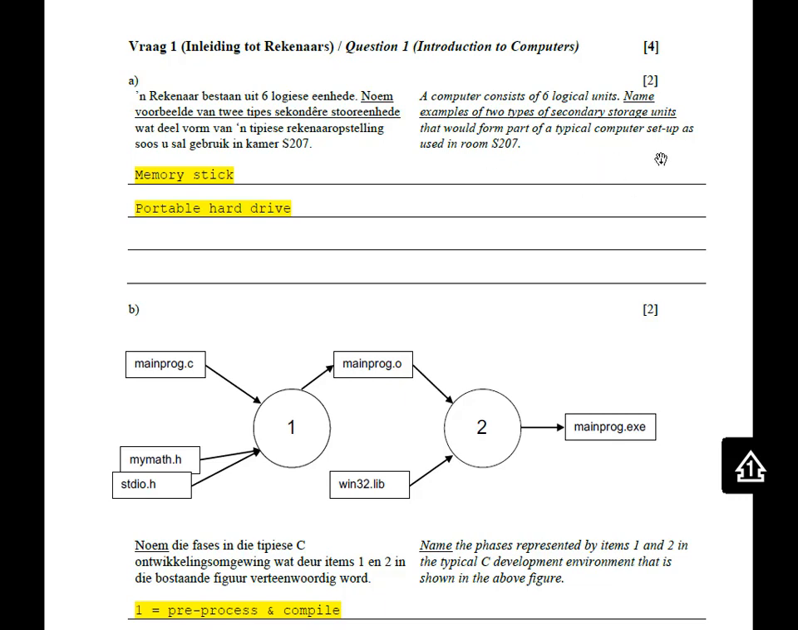A computer consists of 6 logical units. Name examples of 2 types of secondary storage. Well, that's just a memory stick and a portable hard drive would be examples of that.